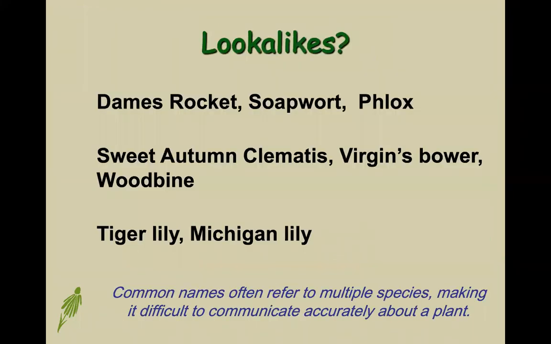So a problem with natives and non-natives is that there are a lot of lookalikes out there. There are plants that look a lot like each other, and some of them can be kind of awful plants, and some of them can be not so bad plants. Dame's rocket and soapwort look a lot like phlox, and some people have issues with phlox. Sweet autumn clematis, virgin's bower, woodbine. There's an invasive species of that, and it looks very, very similar to the native species. Another one, tiger lily and Michigan lily. You're probably familiar with the tiger lily because I call them ditch lilies. Like every old farmstead has them, and they're just everywhere.